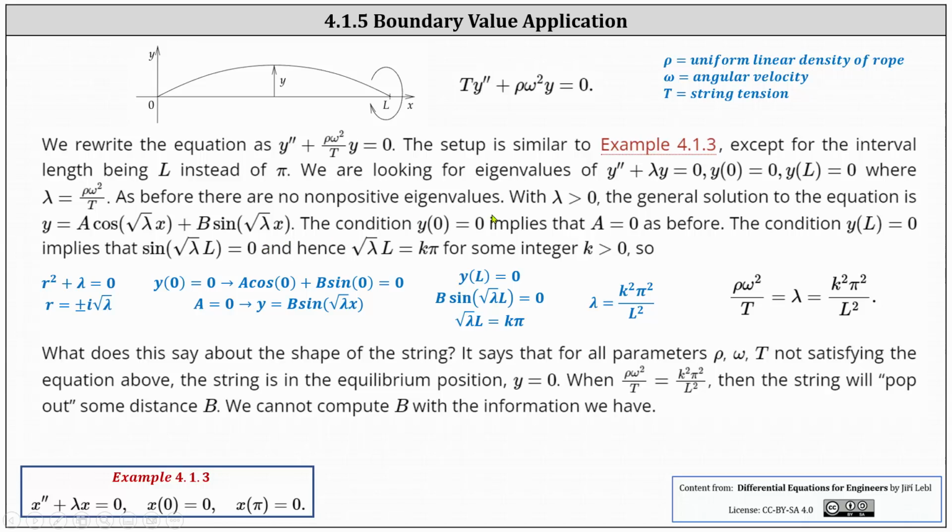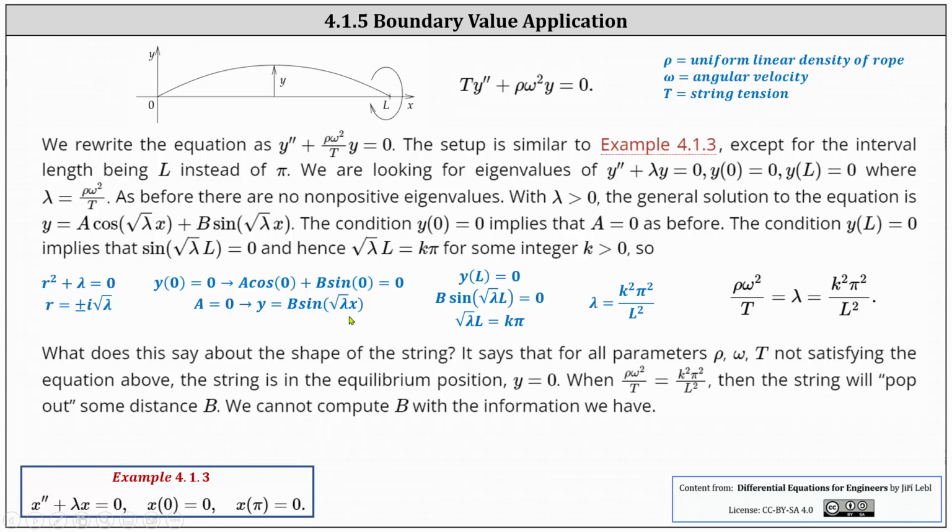And now we consider y of 0 equals 0, which implies that a equals 0. I've shown that work below in blue. If y of 0 equals 0, we have a cosine 0 plus b sine 0 equals 0, and because sine 0 is 0 and cosine 0 is 1, we know a must be 0. So if a is equal to 0, we now know y must equal b sine square root lambda x.